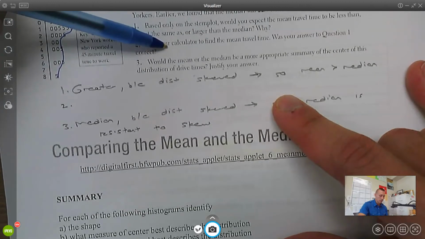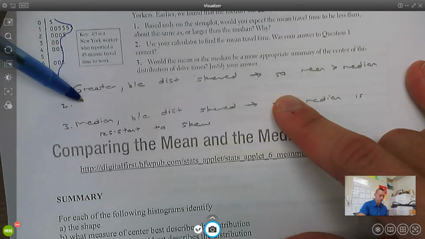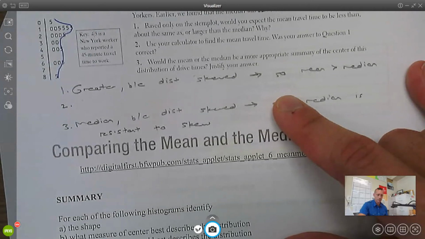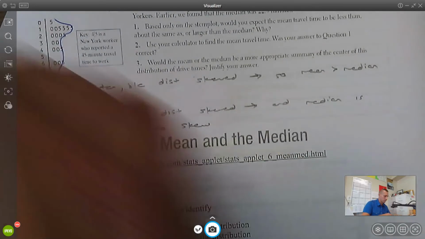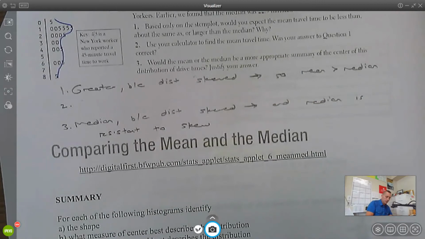Number 2, use your calculator to find the mean travel time. I'm noticing I did not do that, so I will do that real quick while I'm talking through the other one. And the last one, would you use the mean or the median for a more appropriate measure of the center? Because the distribution is skewed, and we talked about the fact that mean is not resistant to skewness, I would use the median. Mean is not resistant to skewness, so I would use the median.